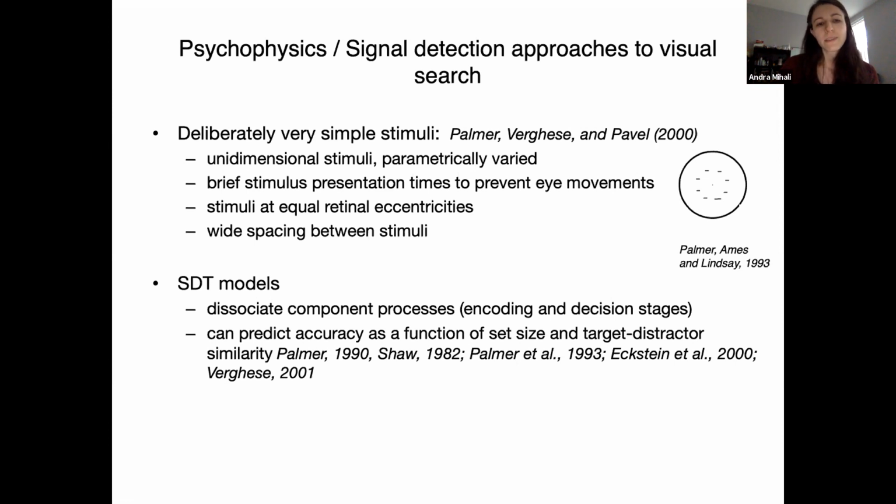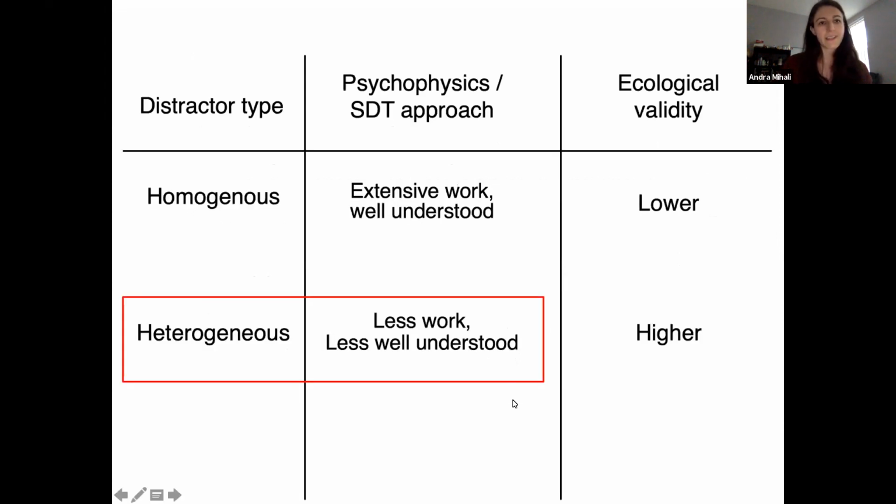So signal detection theory models dissociate component processes, in particular an encoding stage of information and a decision stage about is the item present or absent, or where is it in the case of search. And they can predict accuracy as a function of set size and target distractor similarity. And there's a lot of work on this. I'm just showing a few citations. And work has shown that indeed signal detection theory models have been able to explain visual search very well.